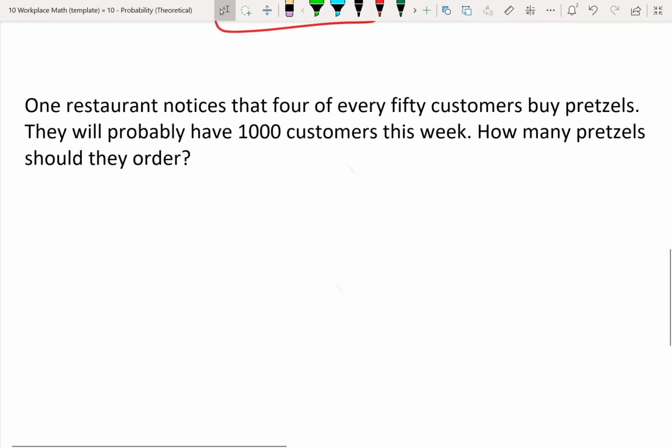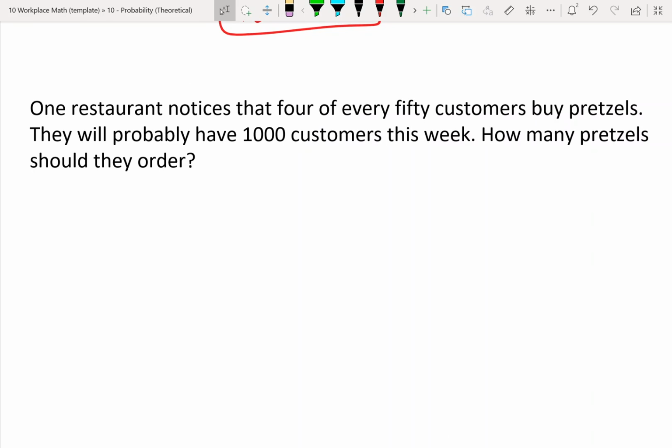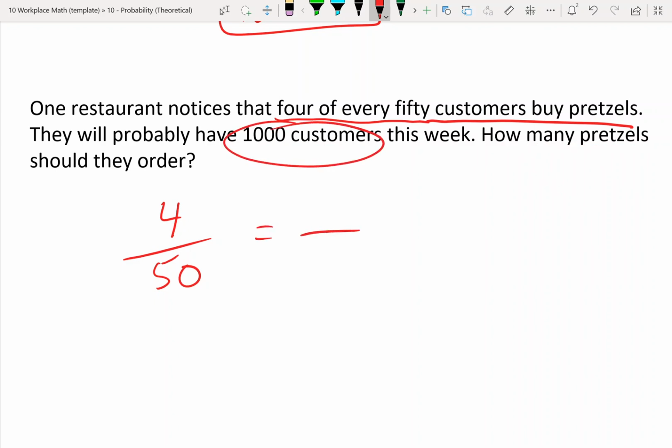Here's another situation, okay? There's someone who owns a restaurant. They noticed that 4 out of every 50 customers buy pretzels. So the first thing we're going to do is figure out a probability. So 4 out of every 50 customers, so the total was 50 customers, and 4 of them buy pretzels. Now they're trying to compare to, in the rest of the week, they're going to have 1,000 customers. How many pretzels should they order? So again, we're going to set this up. The 1,000 customers is the total number here at the bottom. It's not the pretzels. I don't know how many pretzels it is.